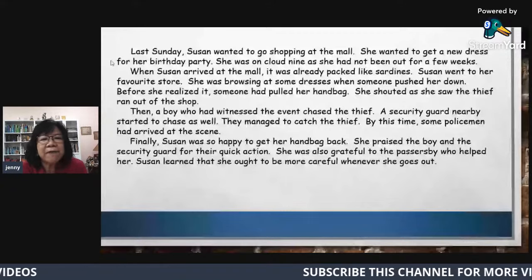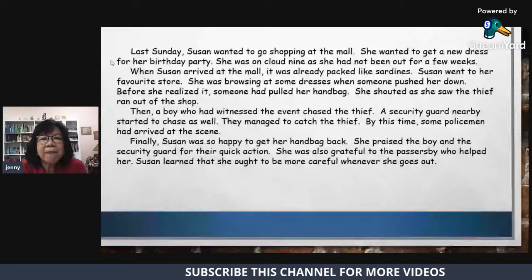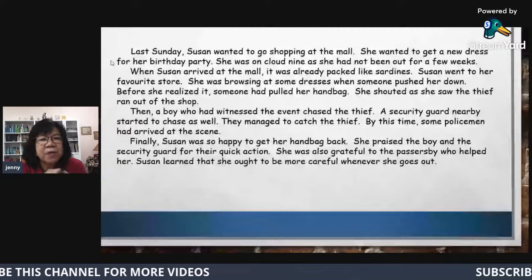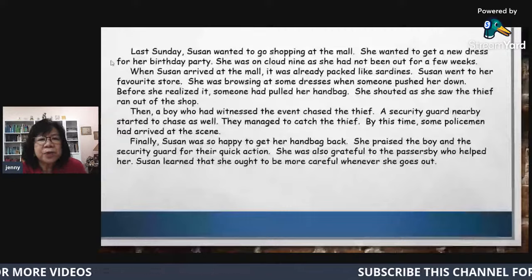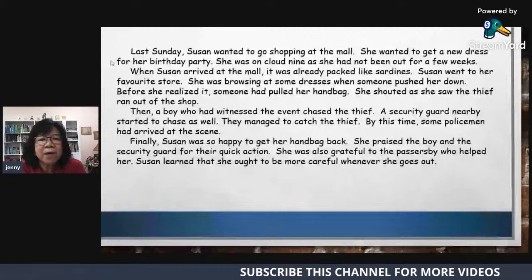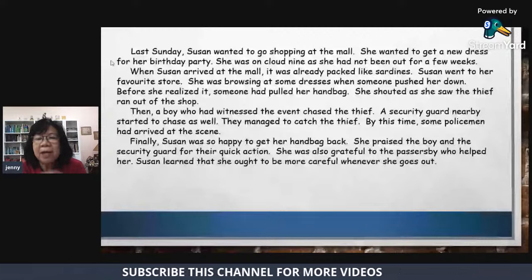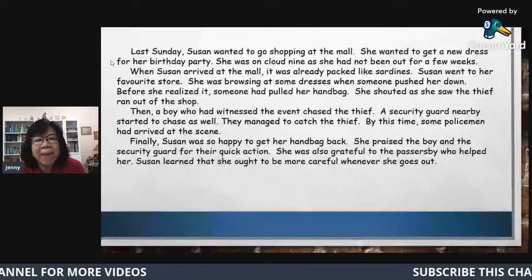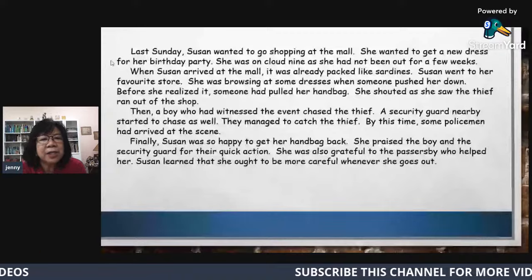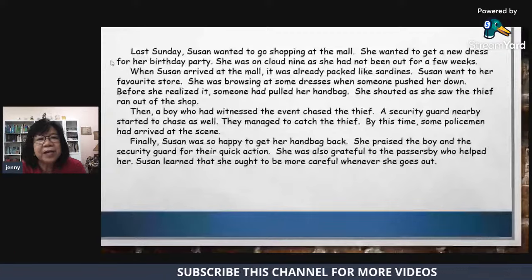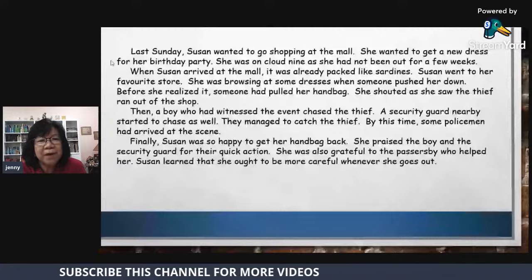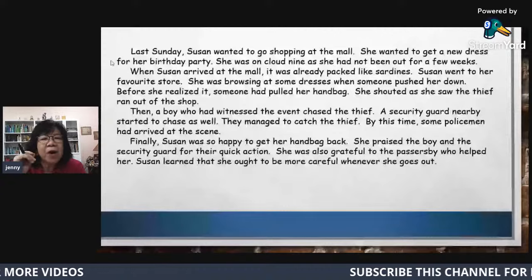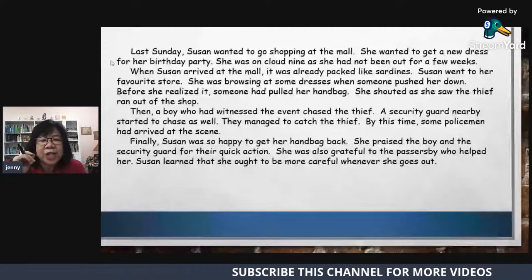When Susan arrived at the mall, it was already packed like sardines. So this is a good phrase here, but still again, PT3 level. Susan went to her favorite store. She was browsing at some dresses when someone pushed her down. So I'm describing what happened. Right? Before she realized it, someone had pulled her handbag. She shouted as she saw the thief ran out of the shop. Okay, that's the problem. I've done it in 1 paragraph. Now, solution. Who came to help her? So very simple. Then a boy who had witnessed the event chased the thief.